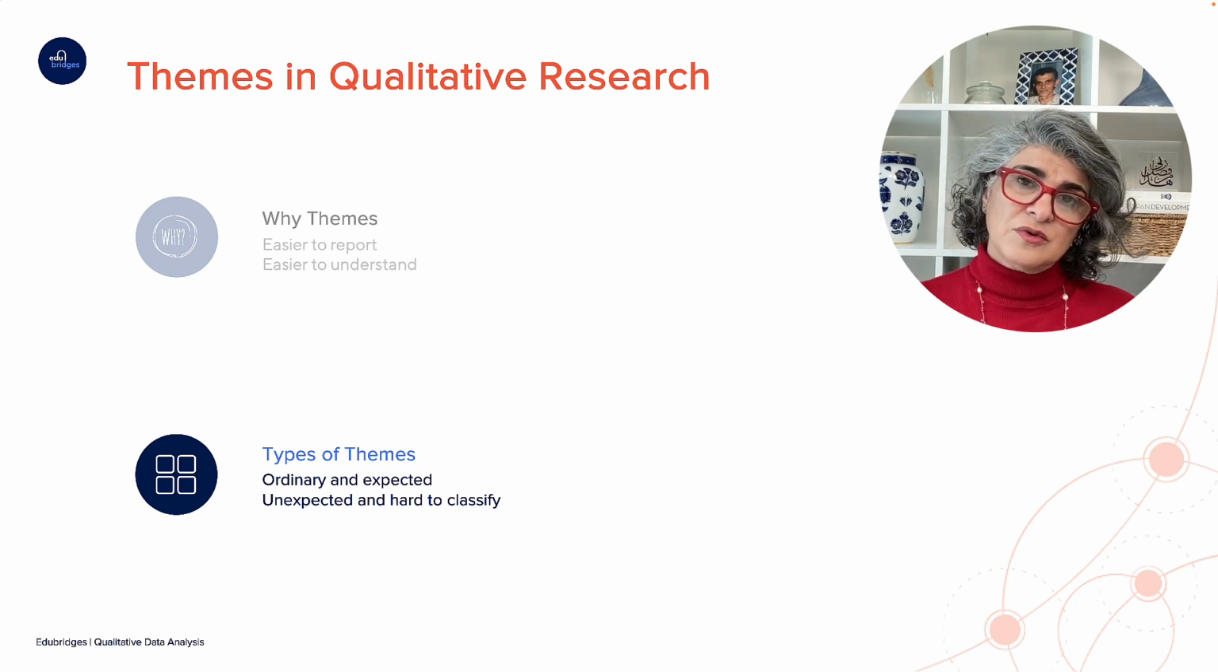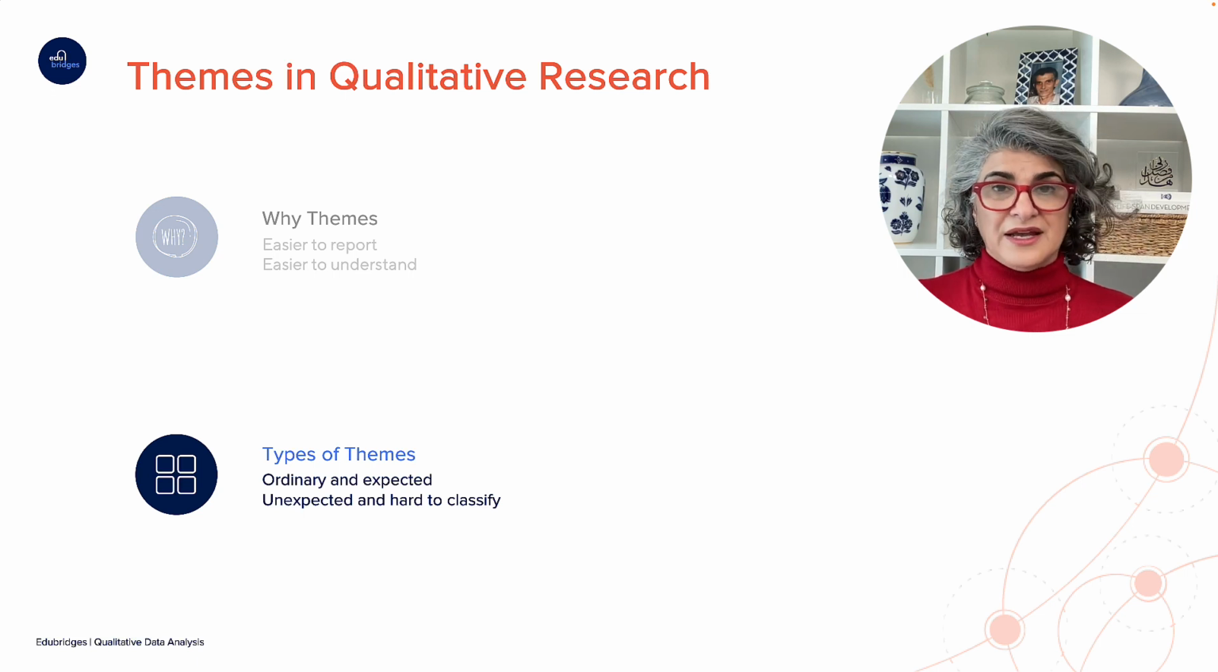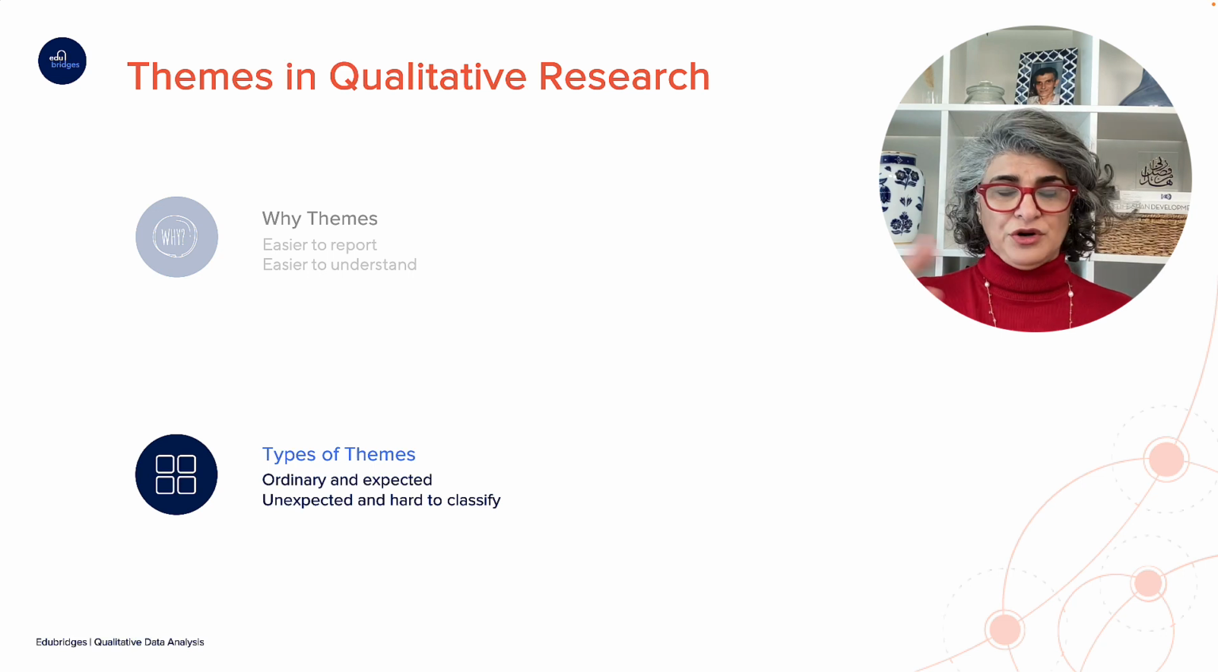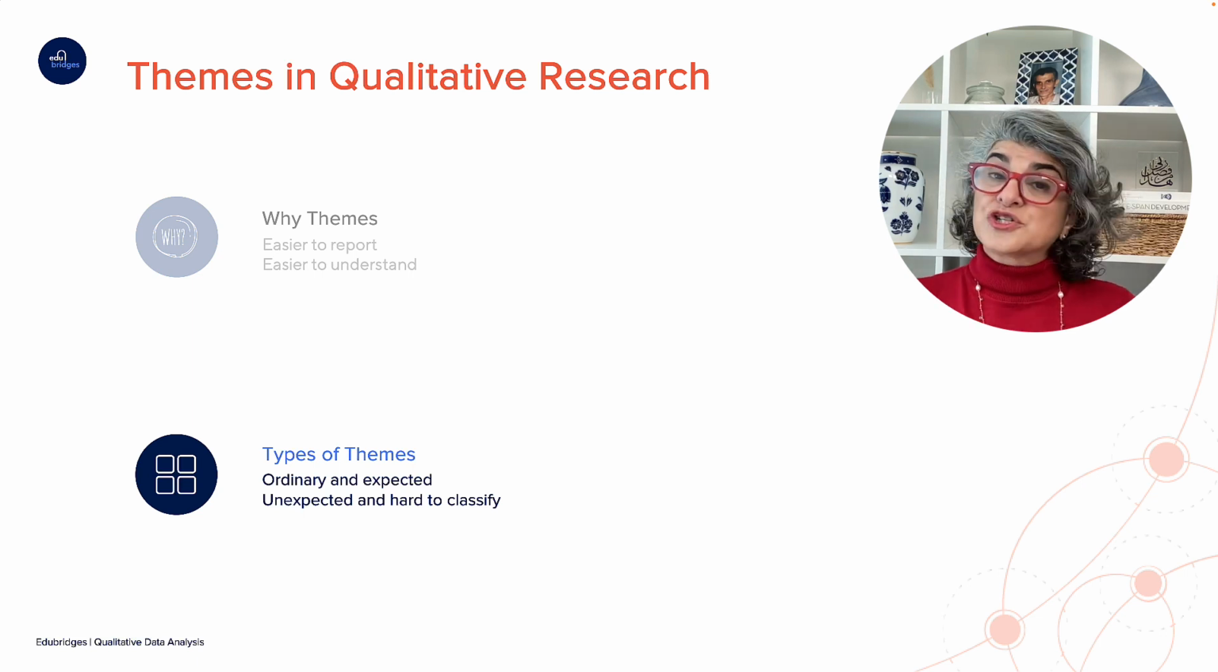And these are the ones that are usually harder to categorize. The ordinary and expected, it's very easy for me to identify, organize and label. However, when it comes to the unexpected ones, these are the ones that tend to make me stop and think, oh my God, where am I going to put this? Where does it fit? And why would it fit here and not there? Should I create a new theme for it or what?